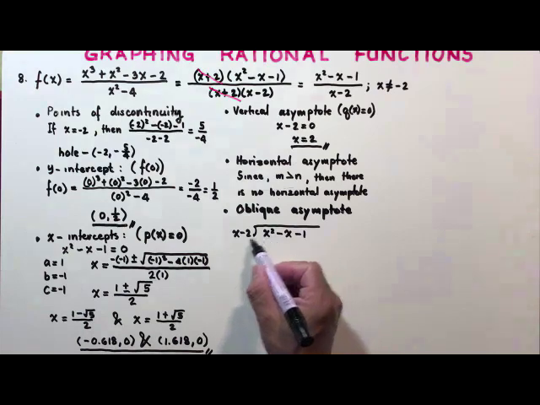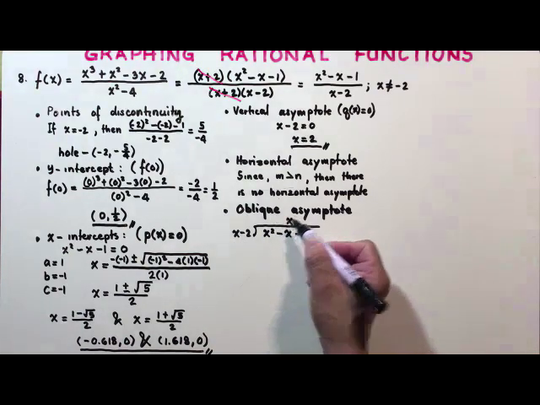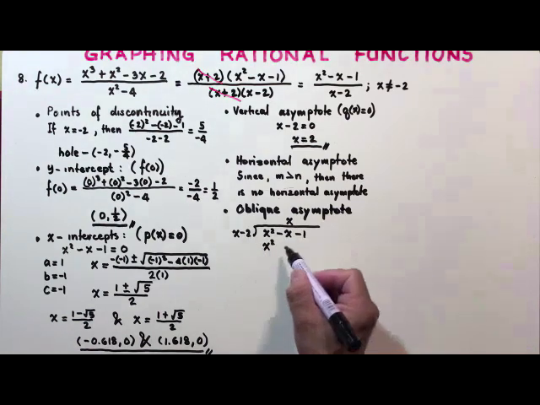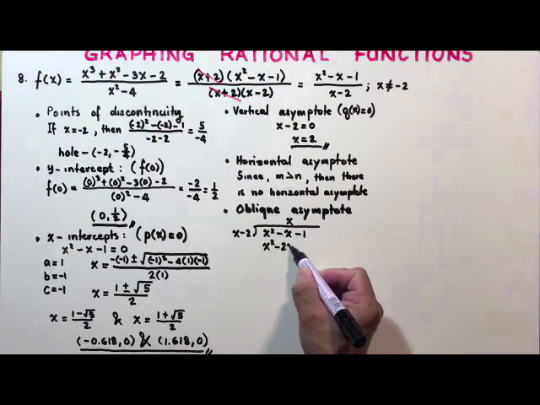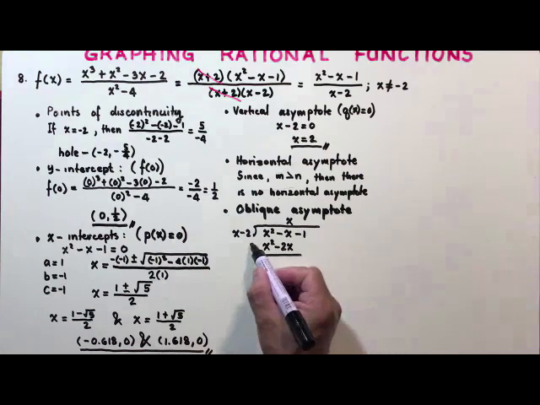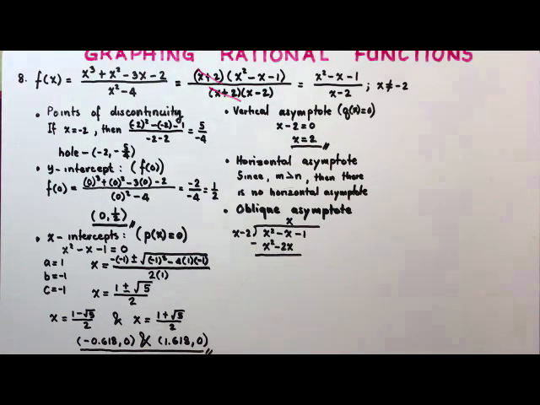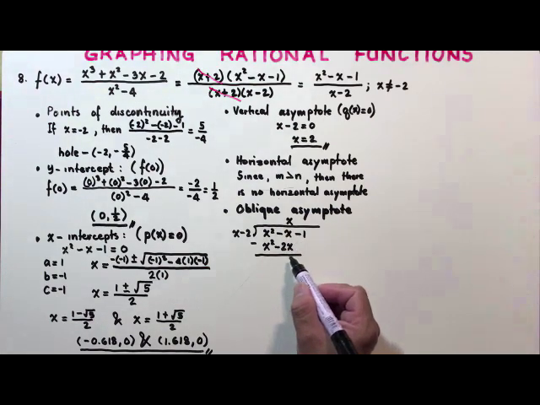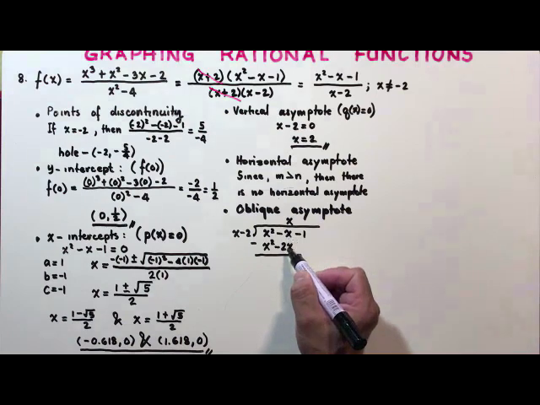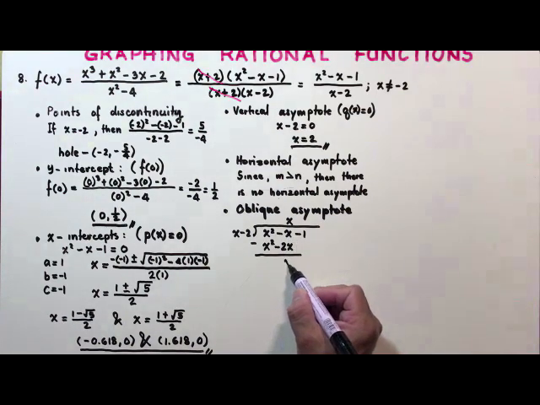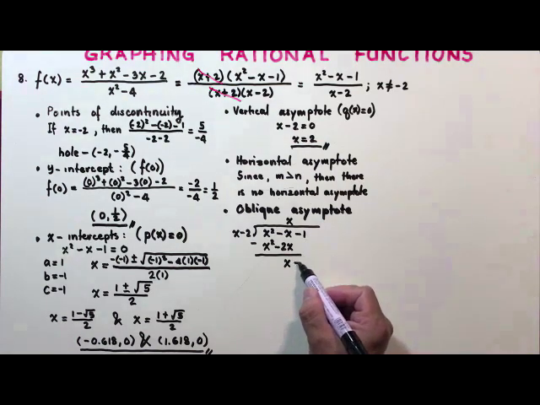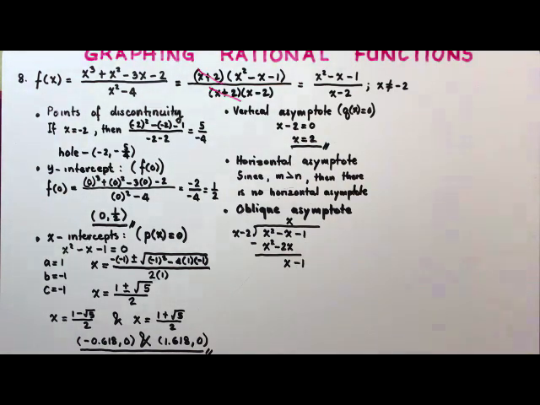So x squared divided by x is x. And x times x is x squared. And x times negative 2 is minus 2x. And then we subtract. So x squared minus x squared is nothing. And negative x minus the negative 2x is the same as negative x plus 2x. So the result is x. And then we bring down the last term, which is negative 1.